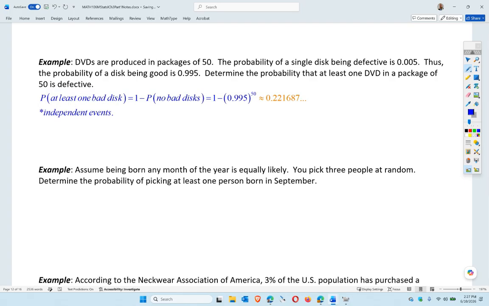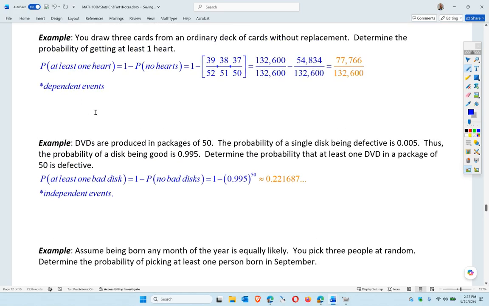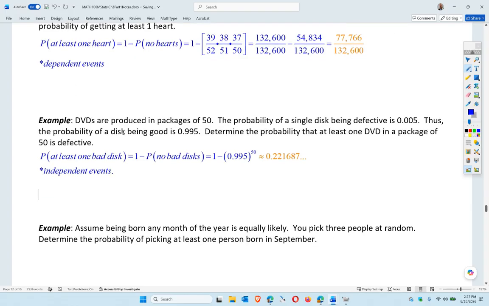Okay, so there's decimal scenarios and fraction scenarios. There's dependent scenarios. There's independent scenarios. Okay, let's look at a couple more.